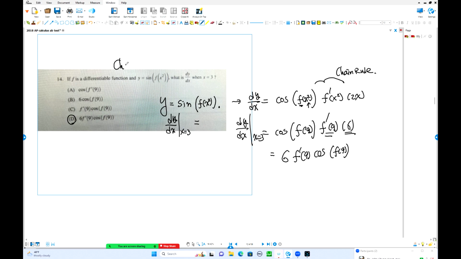This is a chain rule question. Okay. Any question on this number 14? Yeah. No. It's okay, right?